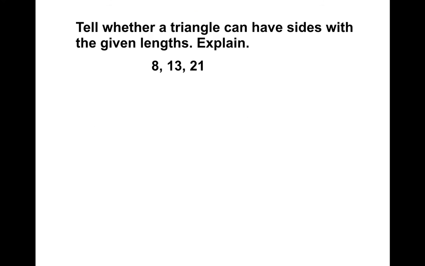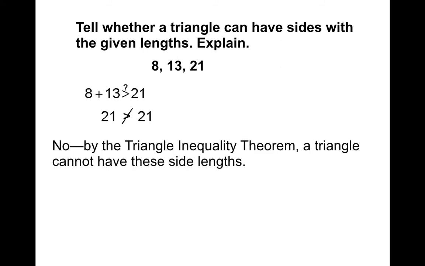How about 8, 13, and 21? Well, you might notice that 8 plus 13 is equal to 21. So does that work to make a triangle or not? It does not. The relationship we needed to be a greater than relationship. So if you were trying to draw this, it would be completely flat, like a collinear, just a line, where the length of 8 and 13 exactly equals 21. So no triangle would be formed.